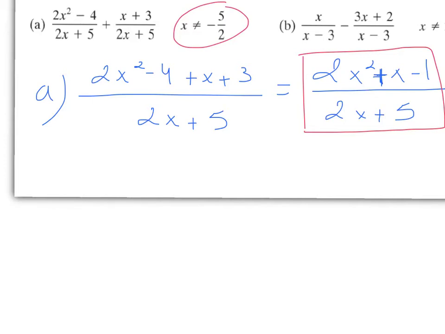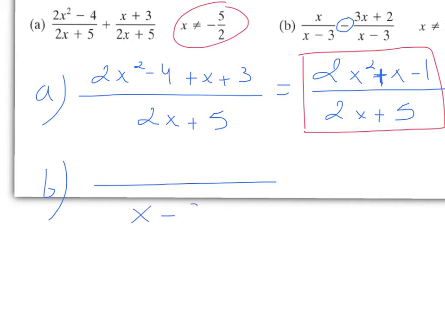Well, let me get b here. Here we have a minus, a negative. We have to be careful. So make sure we add parentheses to the second numerator here. So we're going to have x over x minus 3 minus... Now we have the same common denominator here.